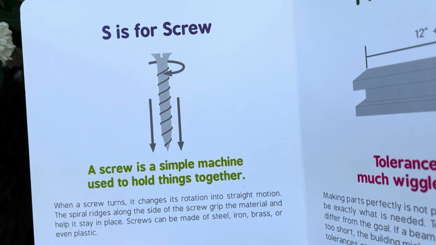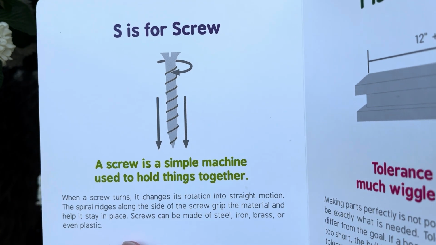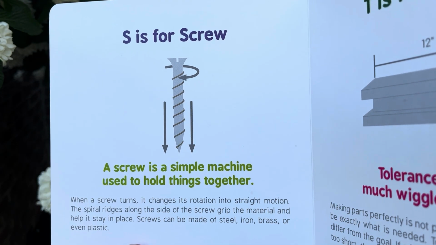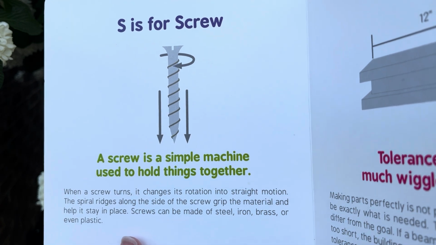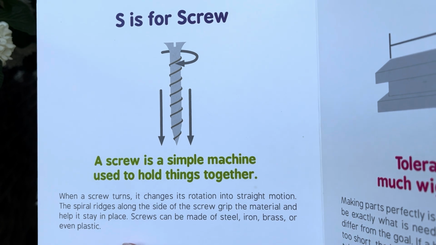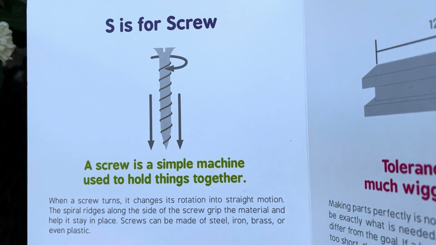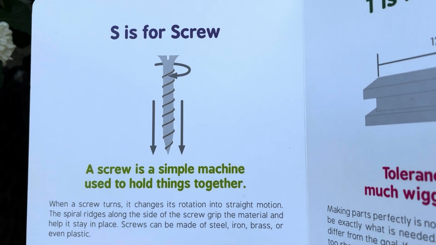S is for screw. Screw is a simple machine used to hold things together. When a screw turns, it changes its rotation into straight motion. The spiral ridges along the side of the screw grip the material and help it stay in place. Screws can be made of steel, iron, brass, or even plastic.